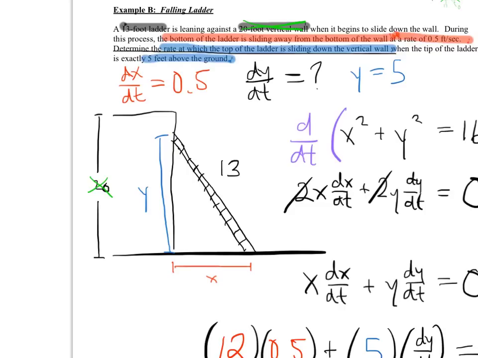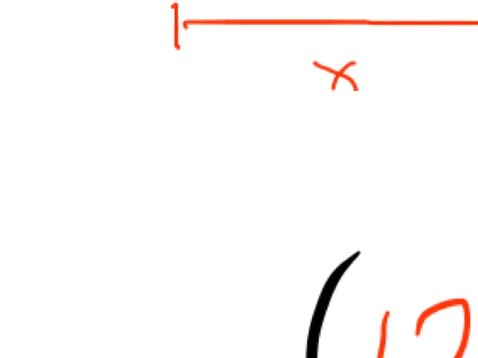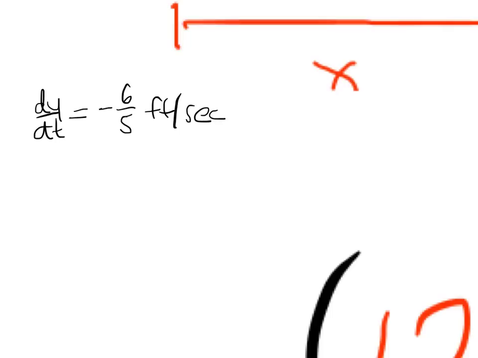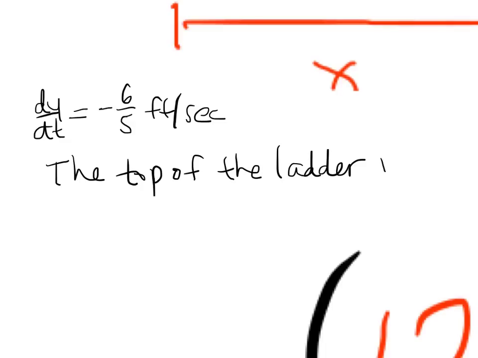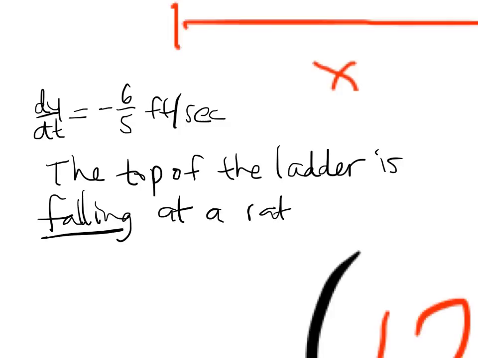So when we solved for the rate at which the top of the ladder is sliding down, here's what we could say as our final answer to this. Let me get a little bit of room here. I know that our answer was dy/dt equals negative 6 over 5 feet per second. But if I want to make a conclusion here, I would say the top of the ladder is falling at a rate of 6 over 5 feet per second. Sorry, that's a 5.